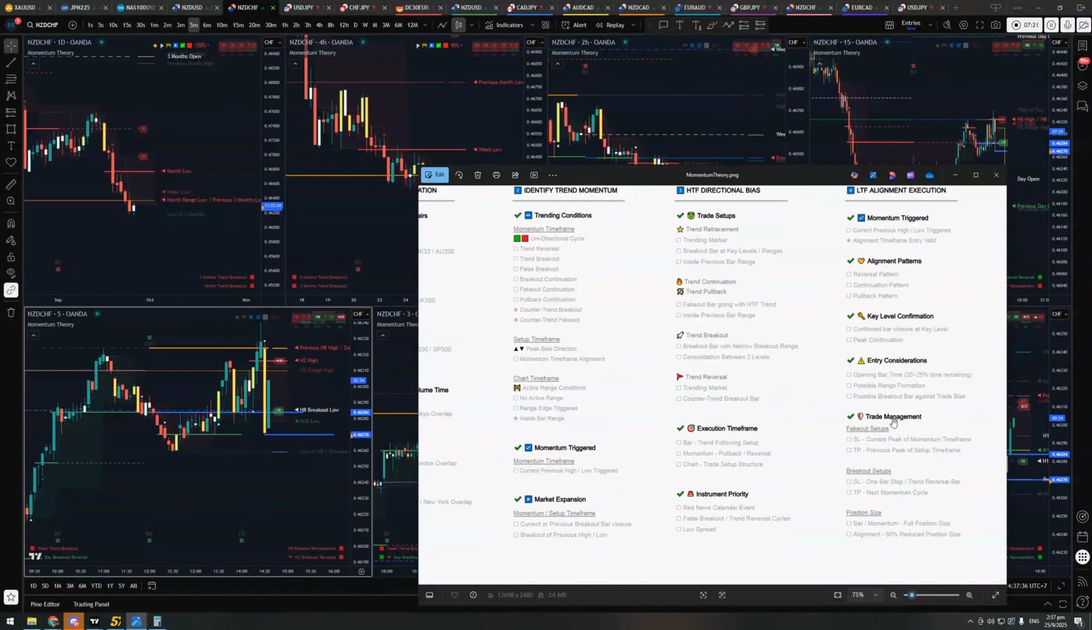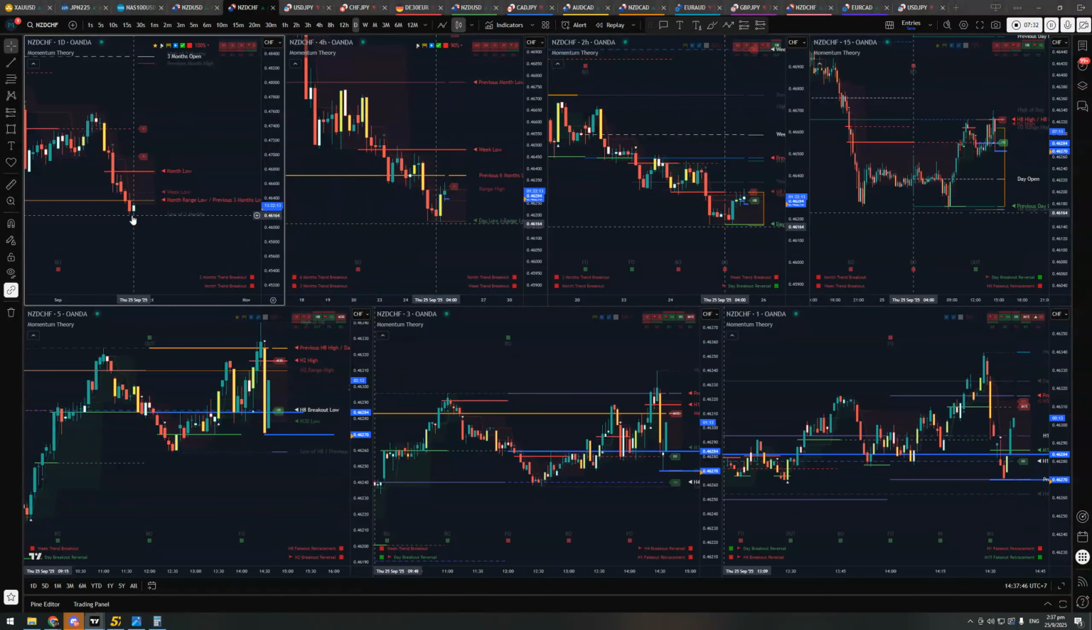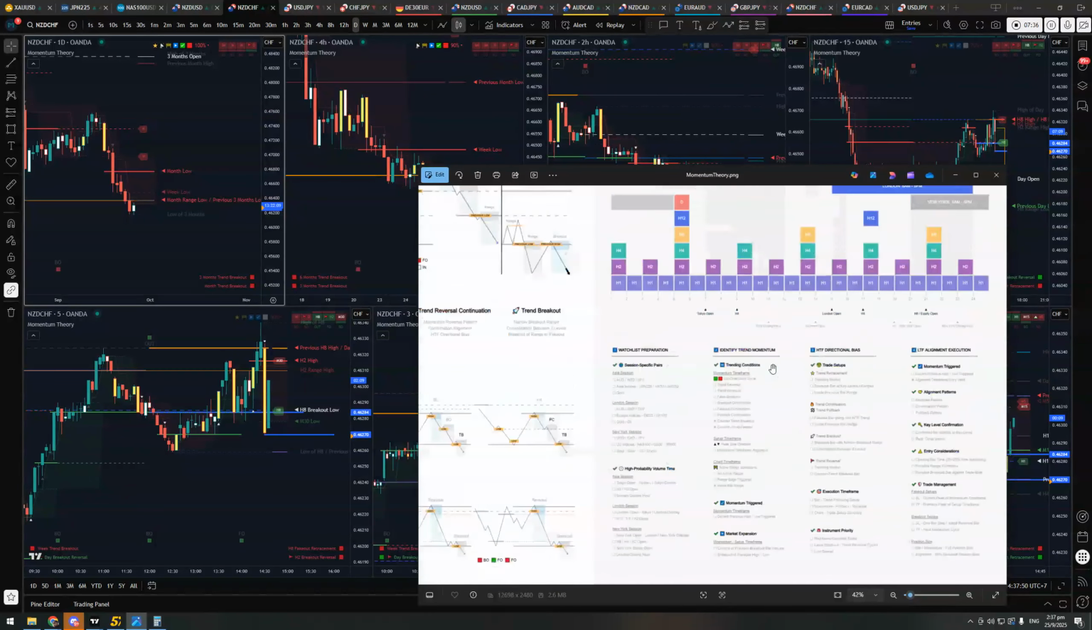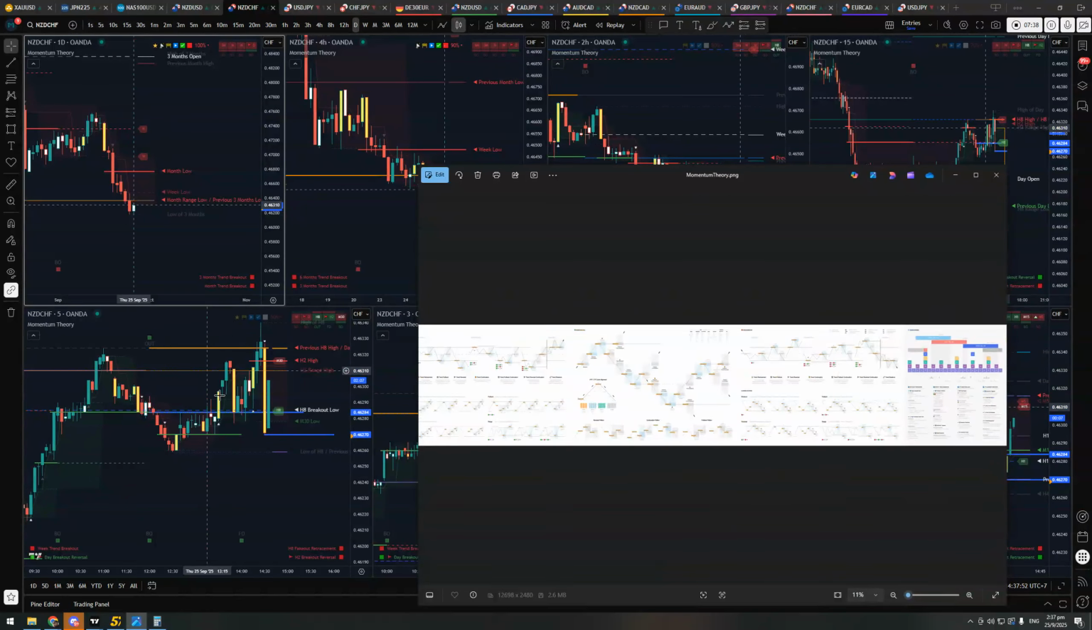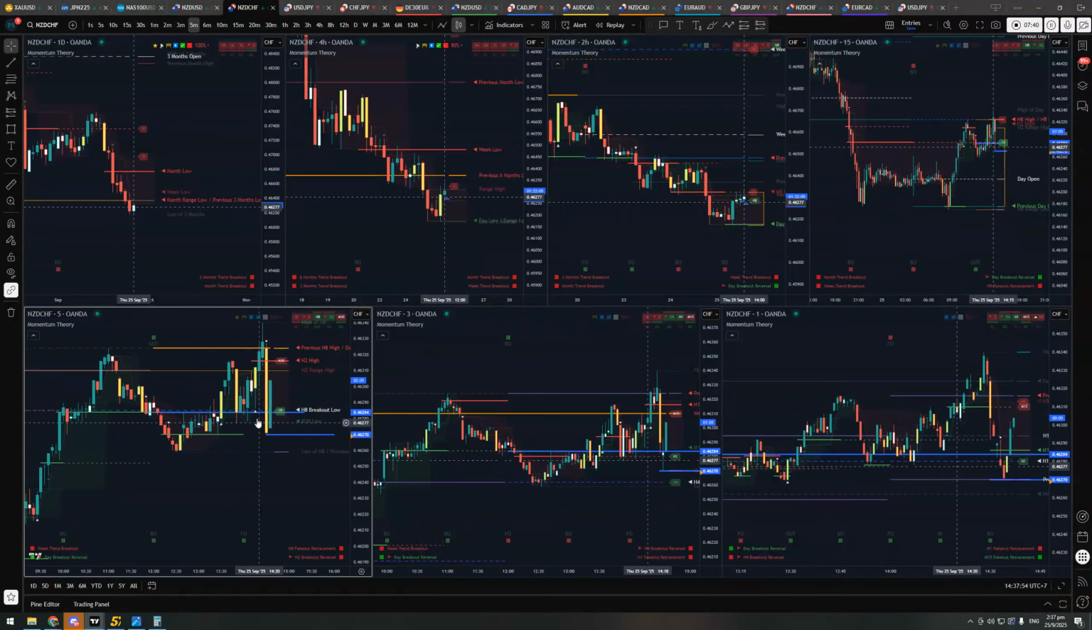And then my trade management. So this is a fake out setup. I want to take my stop loss at the current peak, and then want to take it down to the low. Right. So I have all my rules all set up. Everything's all good. I just want to wait for a continuation here.